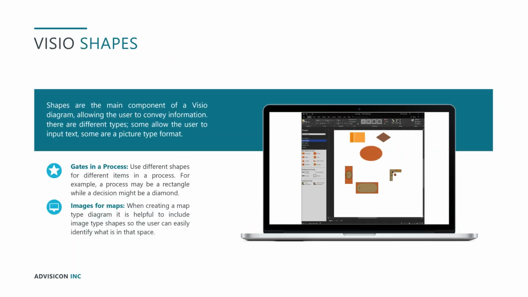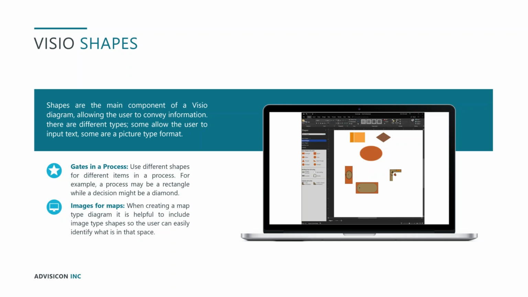So the first component we need to talk about when building any Visio diagram is a shape. So shapes, we're going to call it just a general term for the main component of a Visio diagram, which is just whatever it is that you're putting on a page. So a shape might be something very simple, like a rectangle or a circle or a diamond.